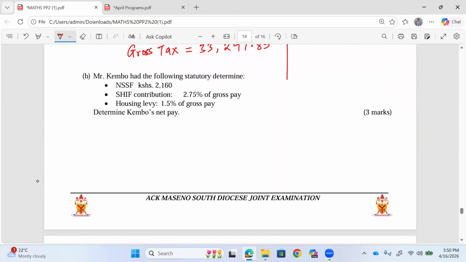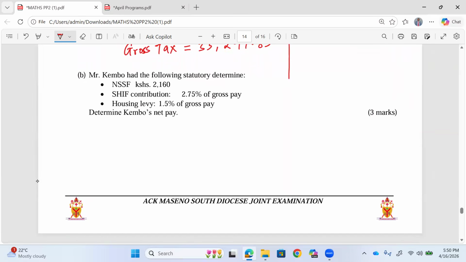In part B, you're saying that Mr. Campbell has the following statutory or other deductions. Other deductions: NSSF, 2160. Shift contribution is 2.75% of the gross pay. Then again, housing levy, 1.5% of the gross pay. That means we are supposed to determine gross pay before anything else. To determine Campbell's net pay, the gross pay first can be found.